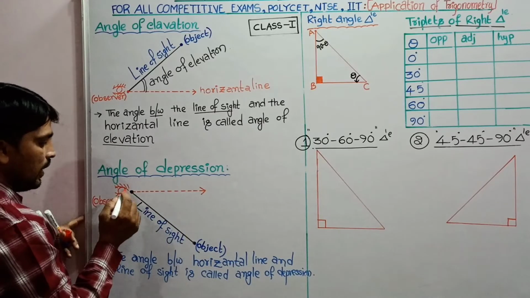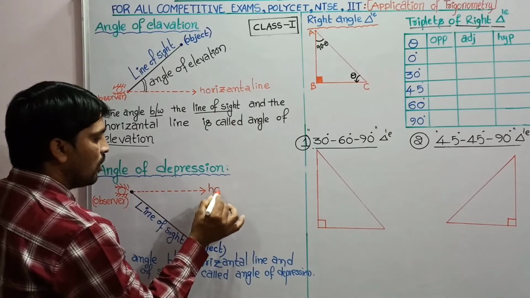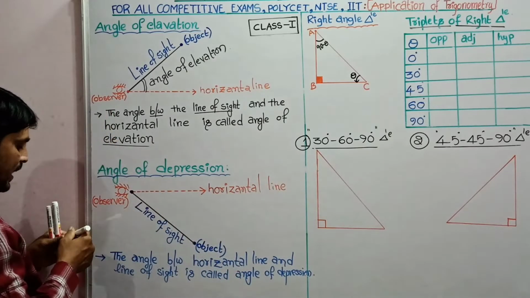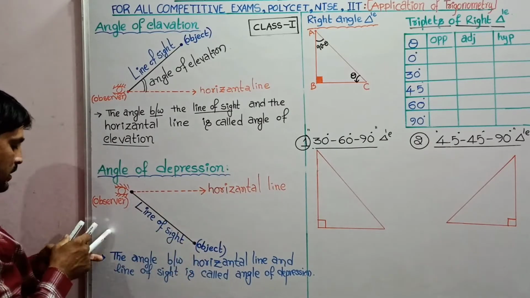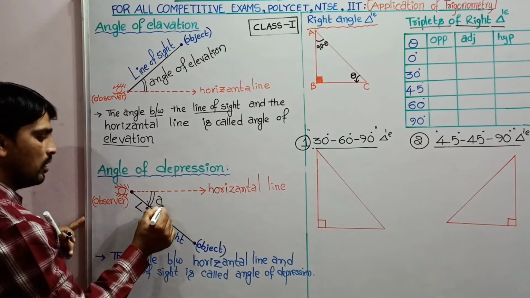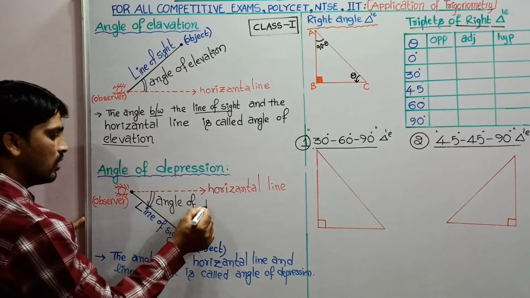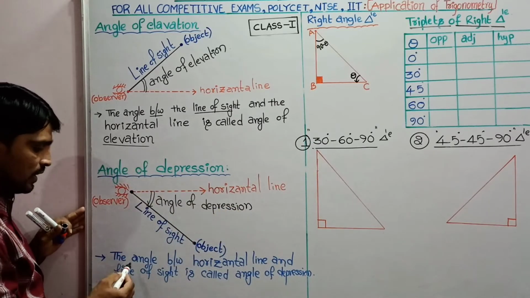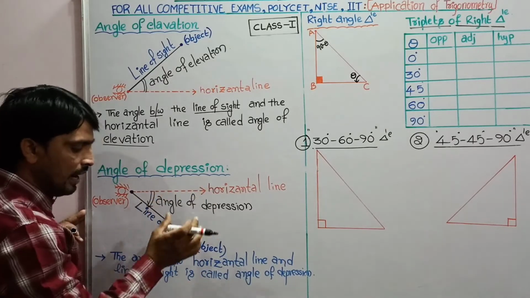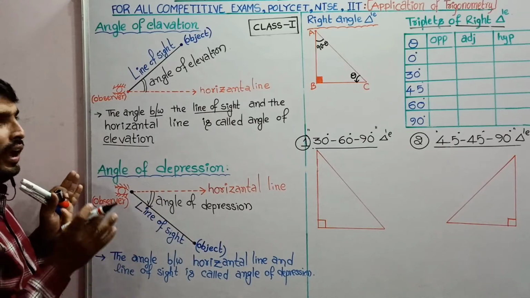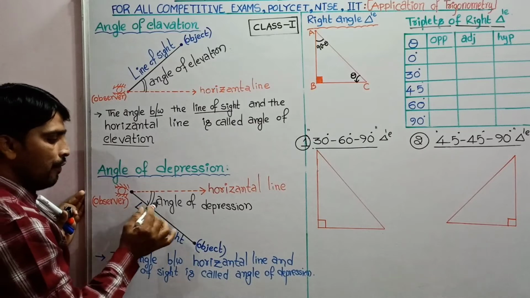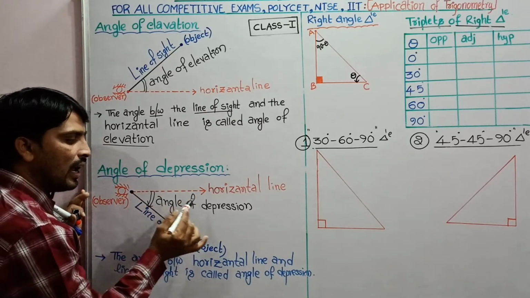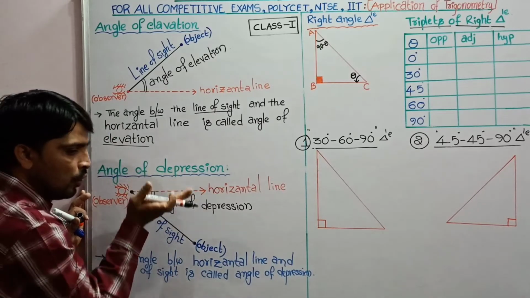Draw a horizontal line through the eyes of the observer, which is called the horizontal line. Then the angle so formed between the horizontal line and the line of sight is called angle of depression. The note is that when the angle of depression is formed, the line of sight is below the horizontal line.